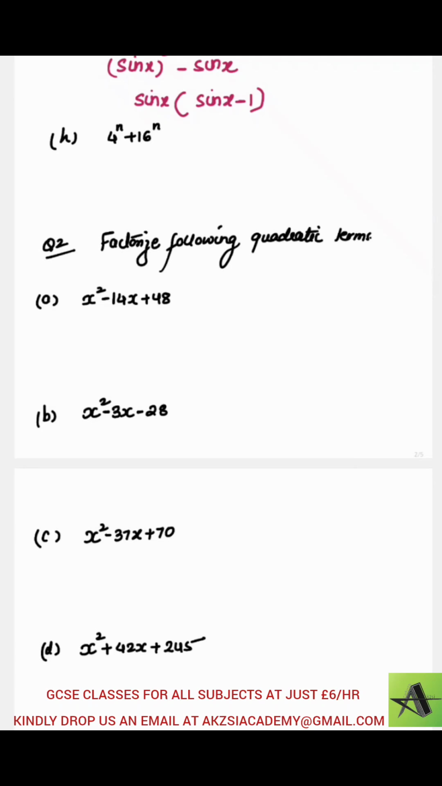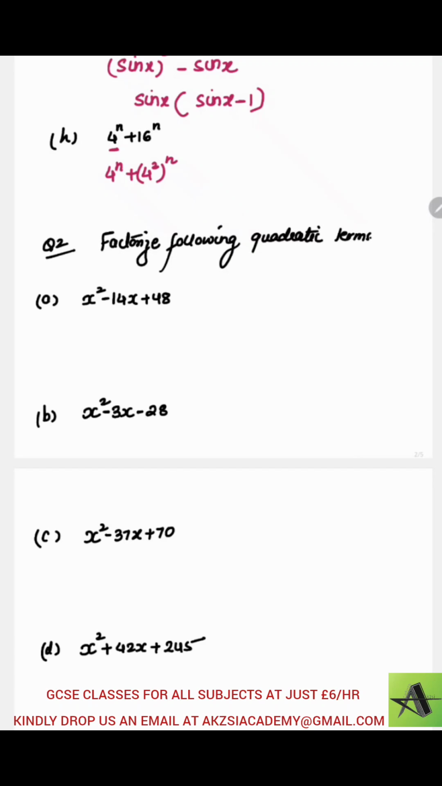Moving on to the next one. 4 to the power of n plus 16 to the power of n. If you have done the indices before, you know whenever such type of questions are there, we have to try to make the base the same. That's our main aim. And our base is 4. How can I make 16 have base 4 as well? 4 squared is 16. So this is 4 to the power of n plus 16 can be written as 4 squared whole to the power of n.